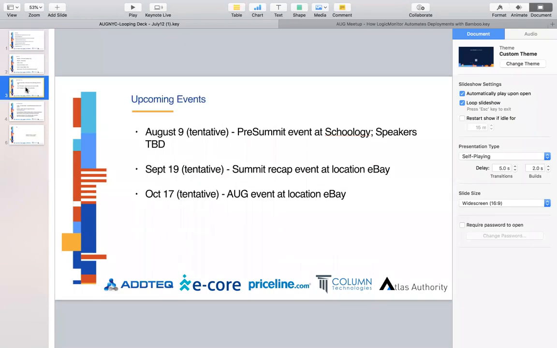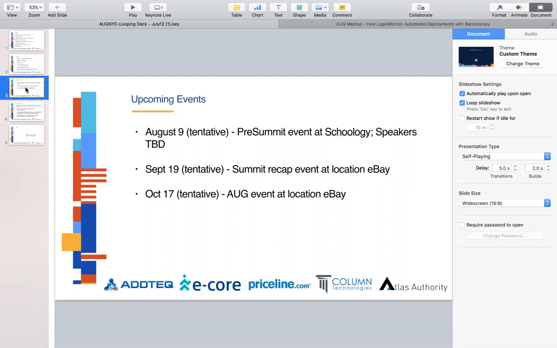And there are lots of tentatives on the screen where, as I mentioned, one of the biggest challenges we have is event spaces. So we think we've secured 3 event spaces, and we're trying to lock in speakers and work the magic of making sure that we have speakers that are available on the dates that we have event locations available. So this is what it currently looks like. August 9th, pre-summit event at Schoology. That one is pretty locked in.